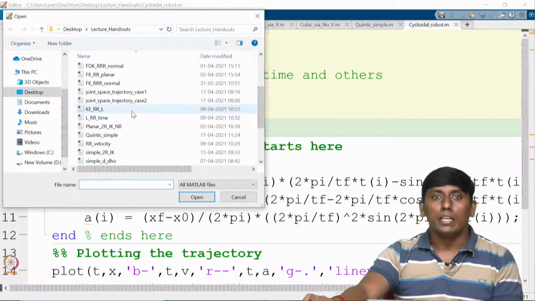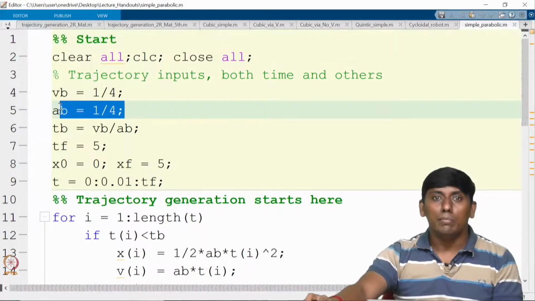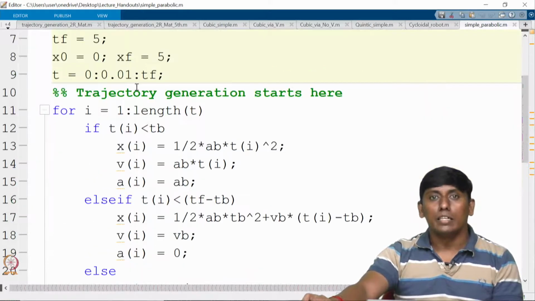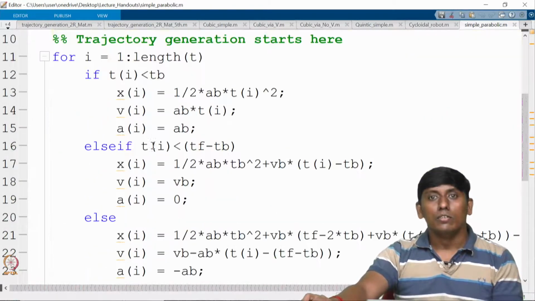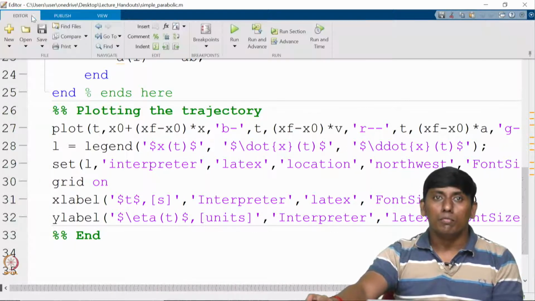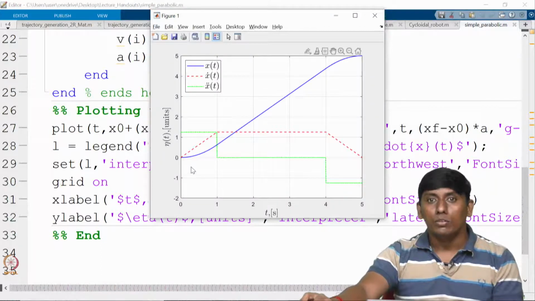Now we will go to MATLAB and see how that works. For that we are taking the parabolic blend. You can see that VB and AB we have taken as 1/4 each, and we are taking that into consideration. Now I am modifying the equation we wrote earlier into 3 segments, and then plotting it. If we run this, you can feel what exactly is happening.